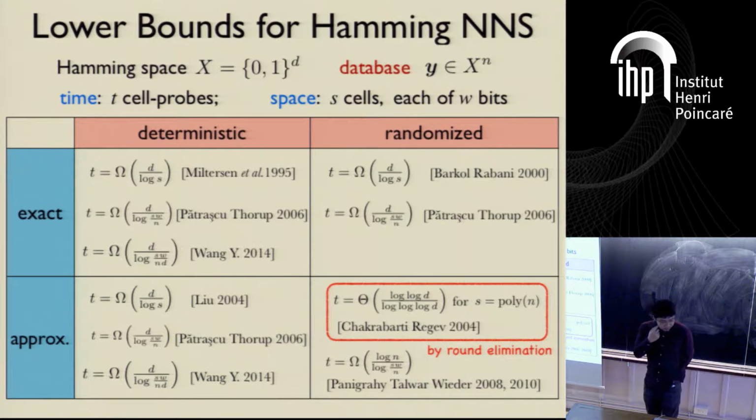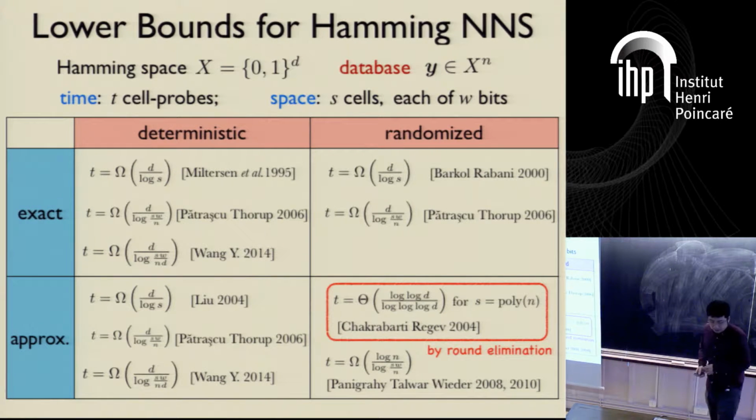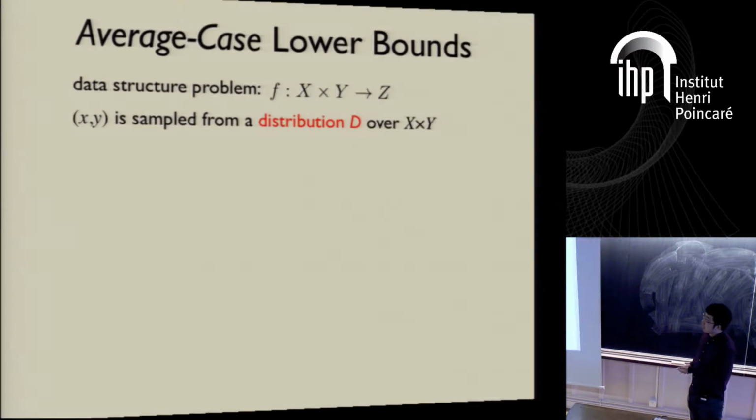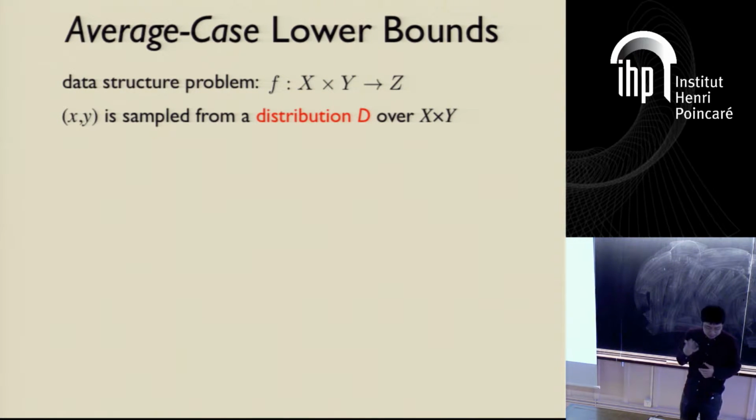And I'm not going to talk too much about this last lower bound of us. I'm going to talk about something new. I'm going to talk about the average case lower bound with a similar spirit like the last talk. So the input instance is random.